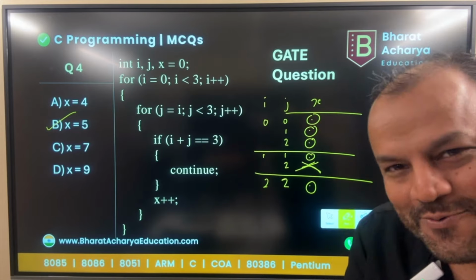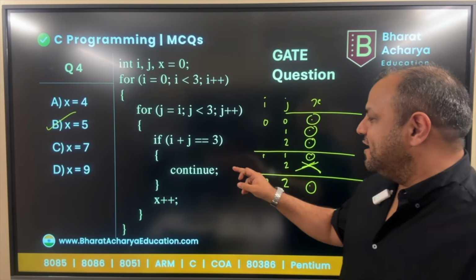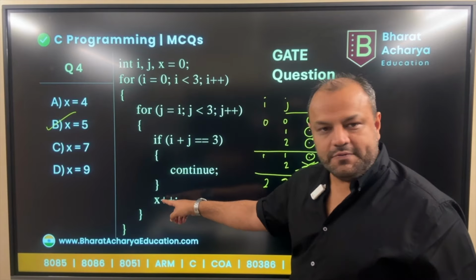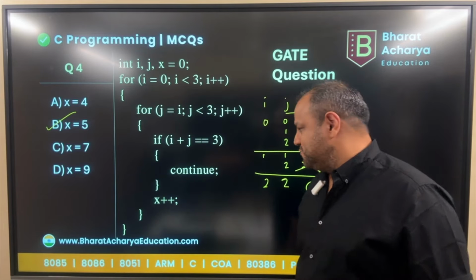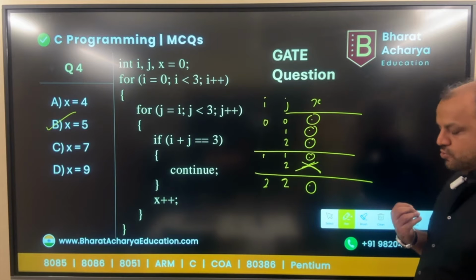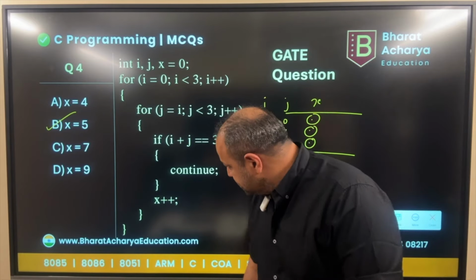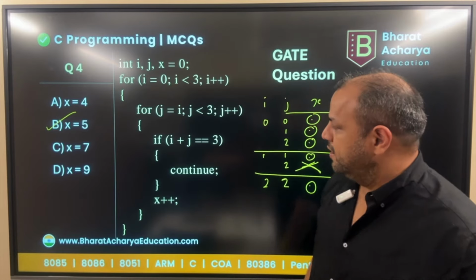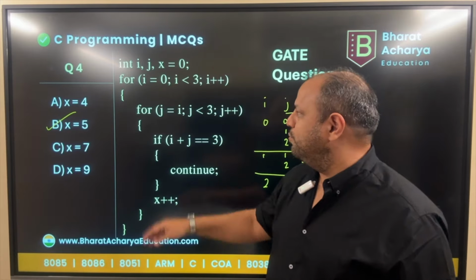The catch in the question was that continue statement. That continue statement means if this condition is satisfied, the loop will just continue. It will not do this part. So X++ will not take place. So two things a person needed to know to solve this question. One is, of course, what continue does, which is very simple. It's theory knowledge. The second is your understanding of loops.